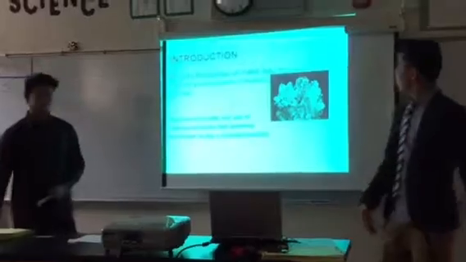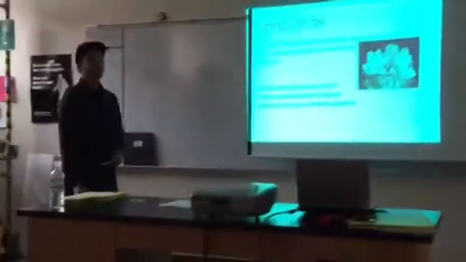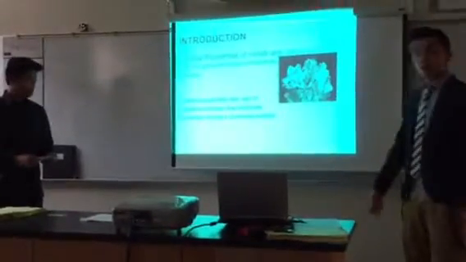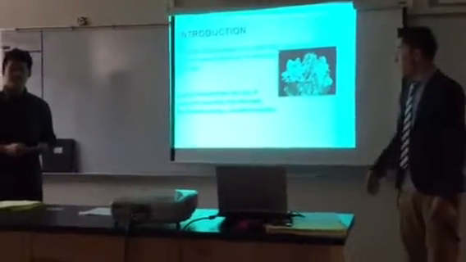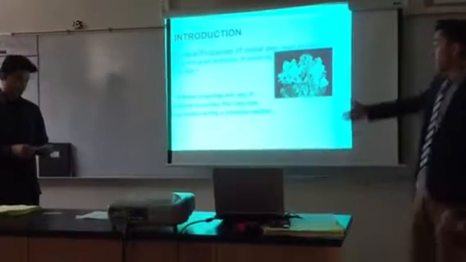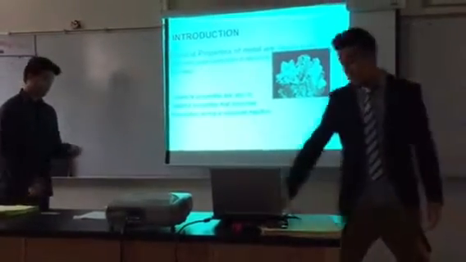Introduction. Physical properties of metal are hard, darkly shiny, and good conductors of electricity and heat. Chemical properties are any of the metallic properties that become evident during a chemical reaction.